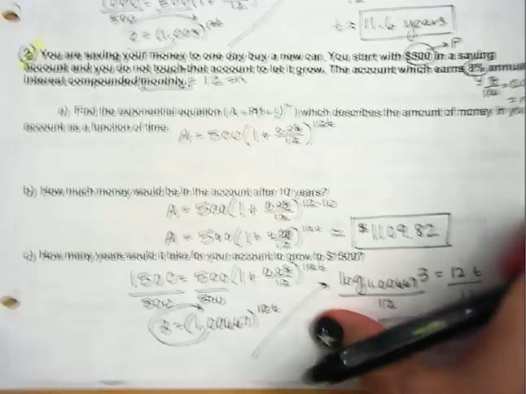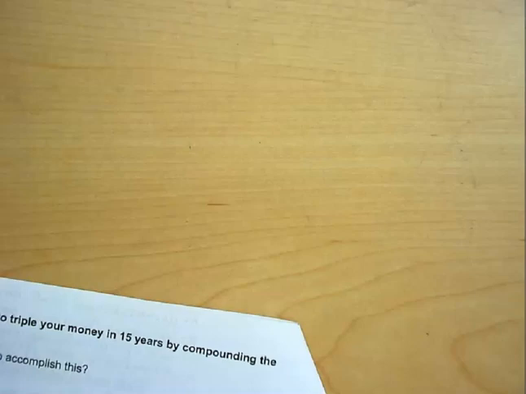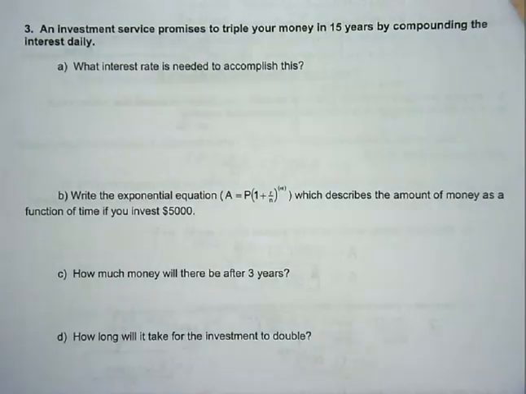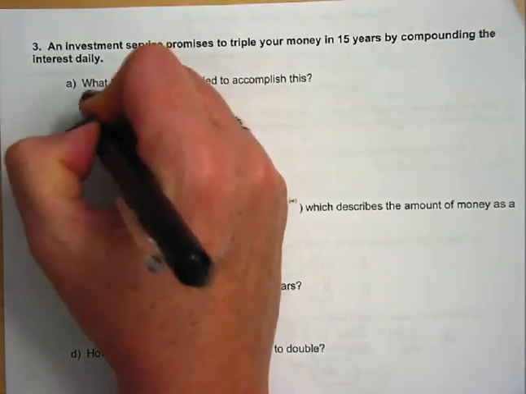All right, I'm going to work one more problem for the video, and then the rest of the problems will be yours for practice. And it's going to be number 3 on the next page. An investment service promises to triple your money in 15 years by compounding the interest daily. Problem A asks what interest rate is needed to accomplish this. So I'm going to copy over the formula here from the front.